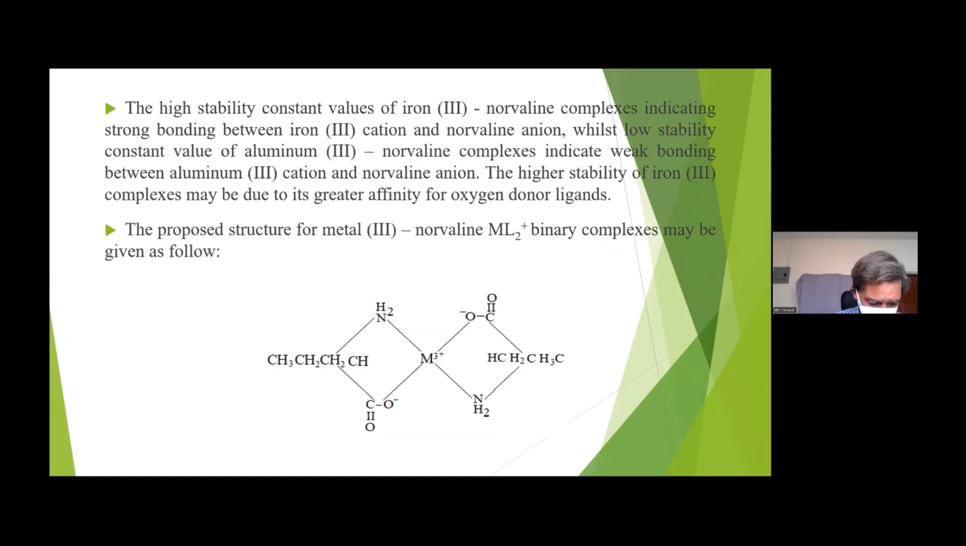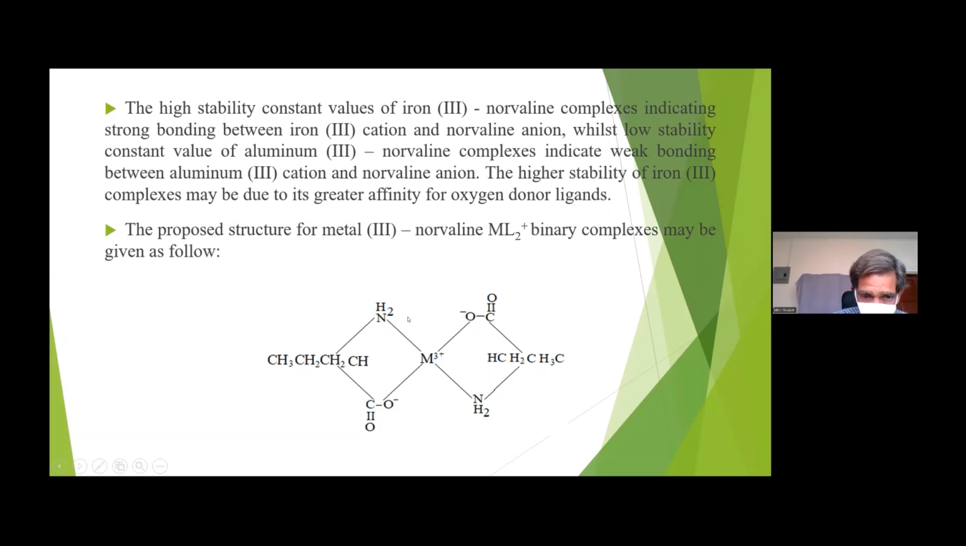The high stability constant value of iron(III) norvaline complexes indicates strong bonding between iron(III) cations and norvaline ion, whereas the low stability constant value of aluminum(III) norvaline complexes indicates weak bonding between aluminum(III) cation and norvaline ion. The higher stability of iron(III) complexes may be due to greater affinity for oxygen donor ligands. Now, this is one of the proposed structures for the ML2 complex, where the two anionic species have combined with the metal ion.